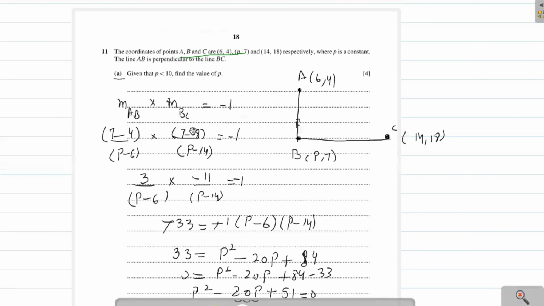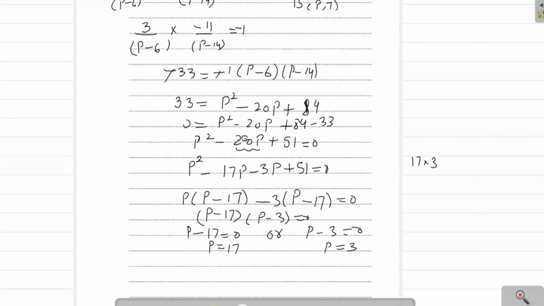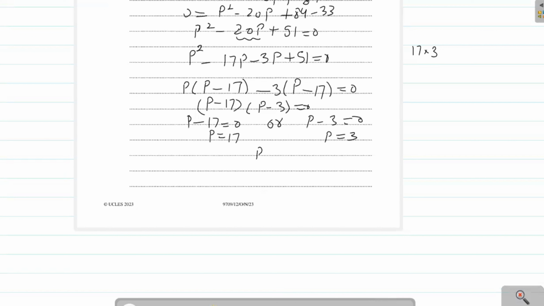Here the value of P is less than 10. Therefore, we write here P is less than 10. Therefore, P will be equal to 3, and the value 17 is not possible according to the condition. Now we move to the next part of this question.